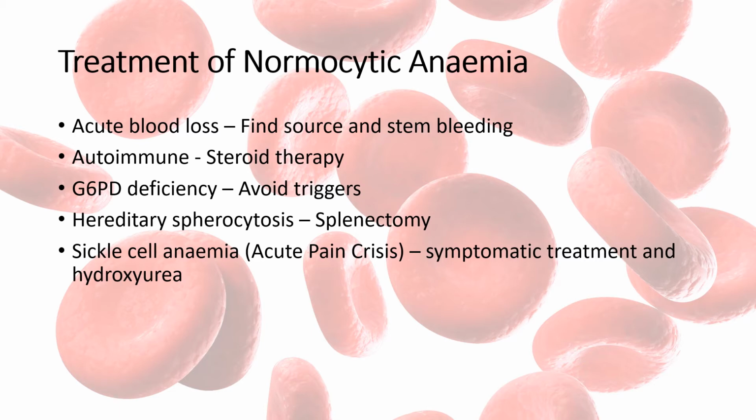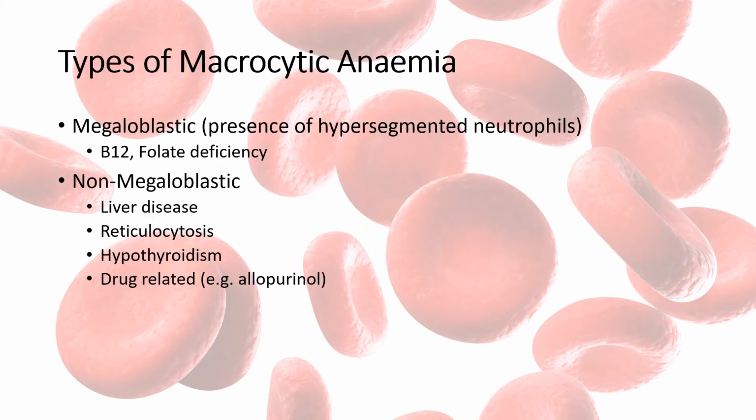In sickle cell anemia, patients will often present in the acute setting with what is known as acute pain crisis or vaso-occlusive crisis, in which they will require symptomatic treatment with oxygen, analgesia, intravenous fluids, and hydroxyurea. In the long term, patients will often require regular blood transfusions, and as a result, they may become iron overloaded. So it is important to keep an eye out for this.